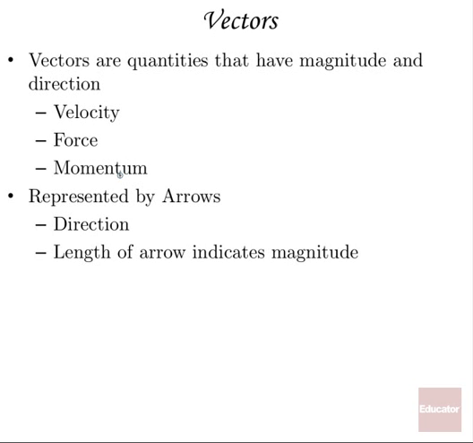On the other hand, vectors are quantities that have a magnitude and a direction. They need a direction to describe them fully. Things like a velocity. You have a velocity of 10 meters per second in a direction. A force is applied in that direction. Or a momentum. You have a momentum in a specific direction. And vectors we typically represent by arrows, where the direction of the arrow tells you the direction of the vector, obviously, and the length of the arrow indicates the magnitude or size. The longer the arrow, the bigger the vector.